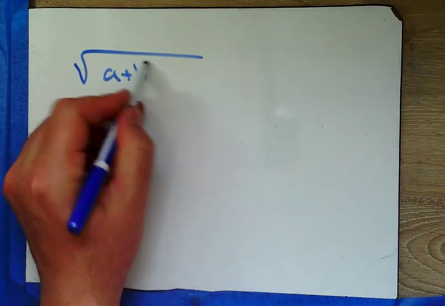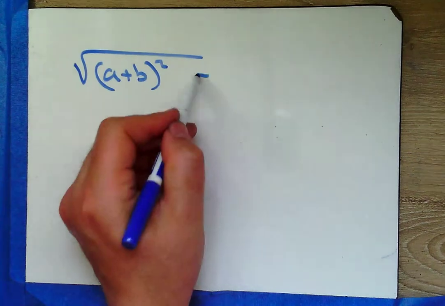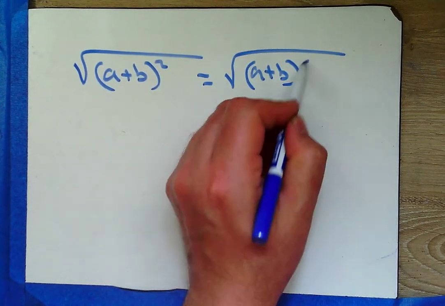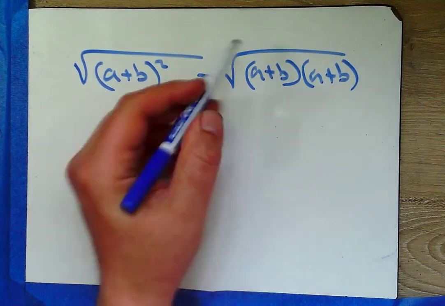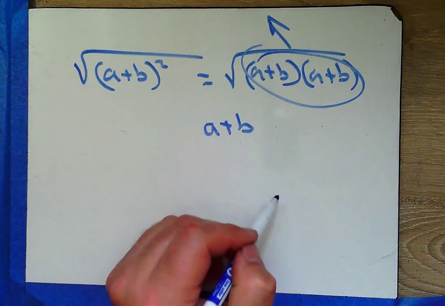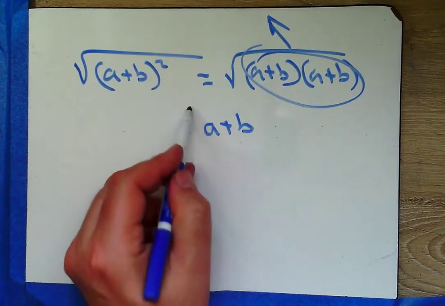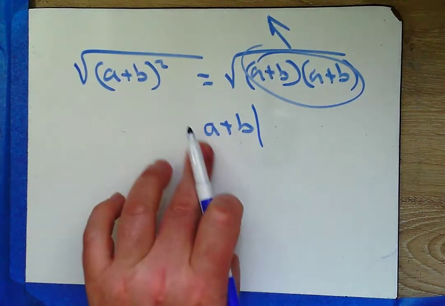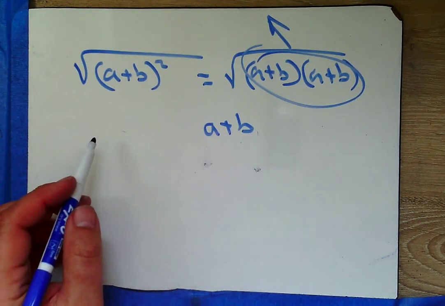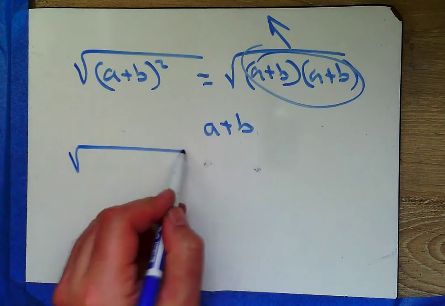Now, if I had square root of a plus b squared, well, that's 2 of a kind being multiplied together. I can take one of those out, a plus b. But remember, we've got this variable here. I'm going with that. You can go with this. That's fine. Okay? So what are you going to do with this problem?